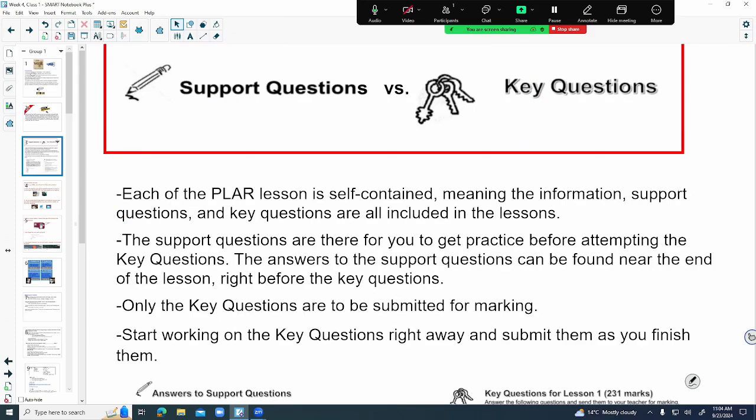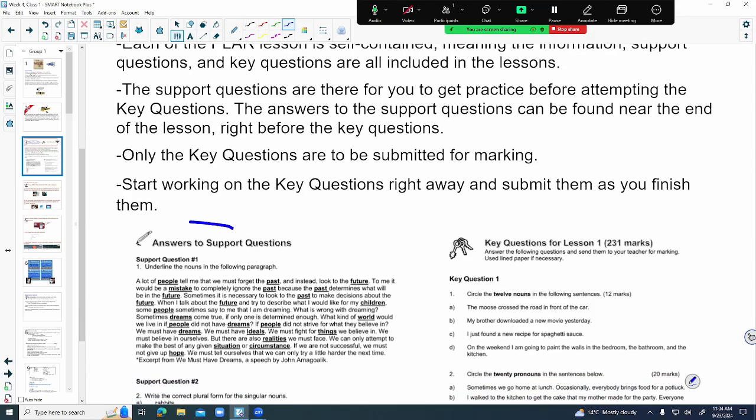Just a reminder that in your lessons, there are 2 types of questions: the support questions and the key questions. So the support questions are the practice questions that you do before you do the key questions. The answers for the support questions are near the end of the lesson, right before the key questions. So if you go through your lesson, it will say answers to support questions. So check your answers against the answers that are at the end of the lesson and see how you're doing.